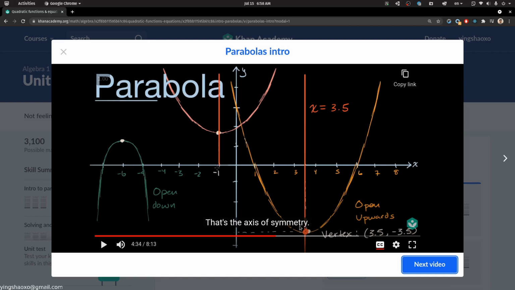What does that mean? That means if you have a graph like this, what's the axis of symmetry? If you imagine it as a circle, the axis of symmetry is just inside, between the object, which is this one. It's right in the center. It splits the whole object into two equal parts.